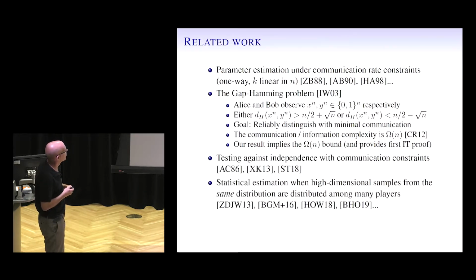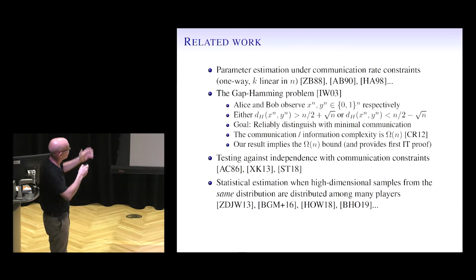Other related problems is testing independence with communication constraints, started by work of Valiant and Cesar, and with some follow-ups by Young-Han Kim and his student, and Tyagi and his student. And the reason it's related, you'll see in a minute, is because we are actually reducing to testing independence.